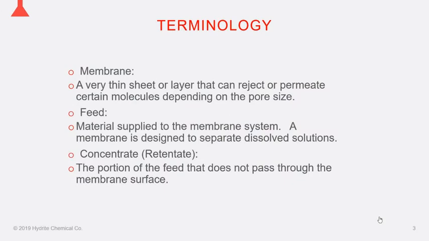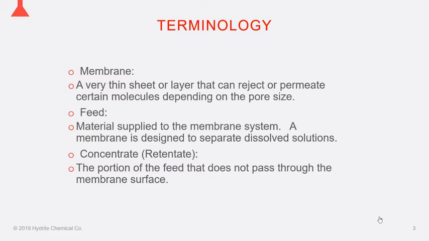Getting started, the first part we're going to talk about is a little bit about terminology, and some of the terms and words that we use in referring to membrane and membrane systems. Typically when we talk about membrane, we're talking about the very thin layer or sheet that rejects or permeates certain molecules depending on their pore size. Sometimes we also talk about element. What's an element? Essentially the membrane and all its components assembled. Sometimes you hear that term out there. That's what we're talking about.